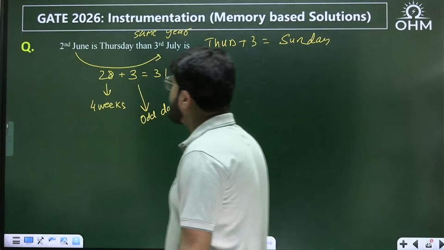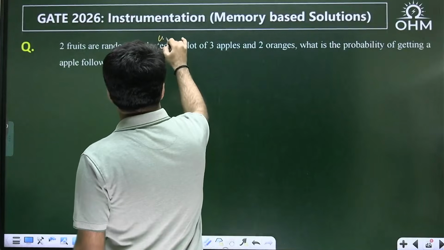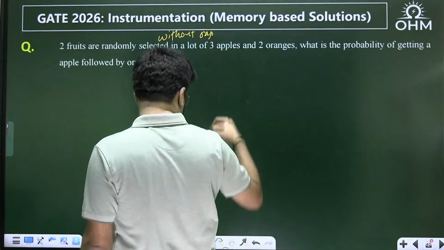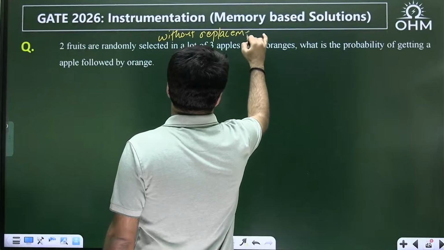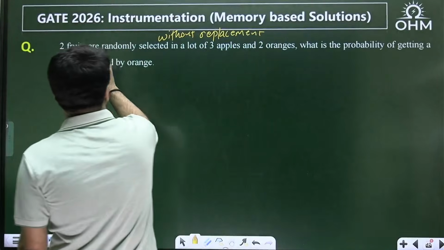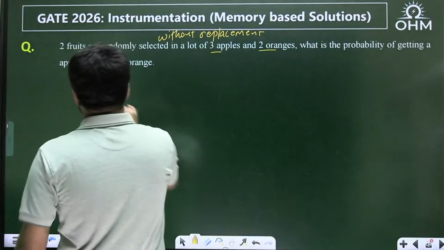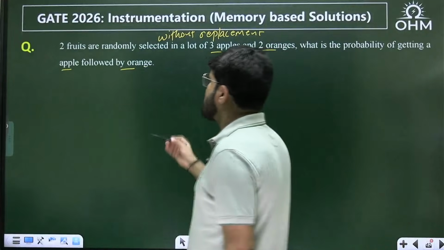Simple question, simple. Okay. 2 fruits are randomly selected, and the data I tallied with the student, it is without replacement. You can let me know. Okay, because this much I got first and then I tallied, so it is given as without replacement. Okay, 2 fruits are randomly selected in a lot of 3 apples and 2 oranges. What is the probability of getting an apple followed by orange? Apple followed by orange.